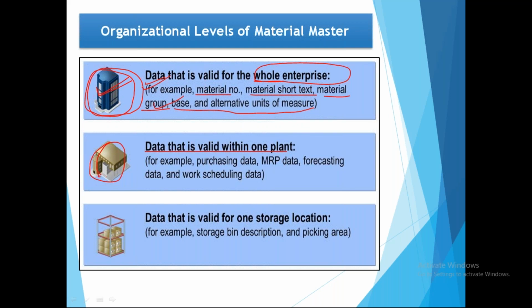Now some data is valid only for one particular plant, like purchasing data, MRP data, forecasting data, work scheduling data. It is applicable only for that particular plant. And some data will be applicable only for a particular storage location. That is what is called storage location data. I will show you that.